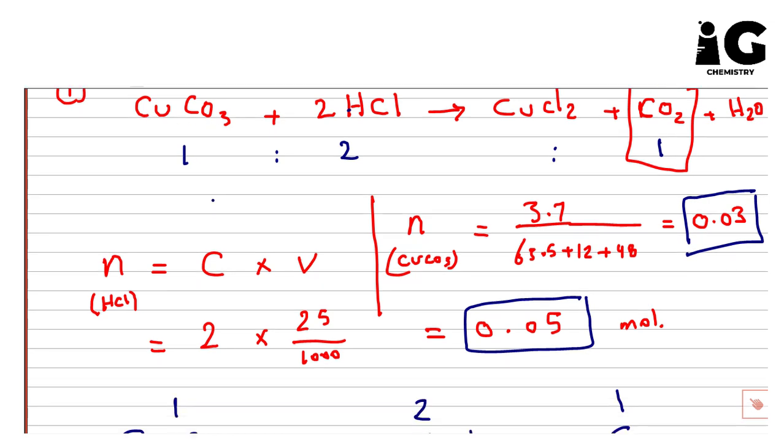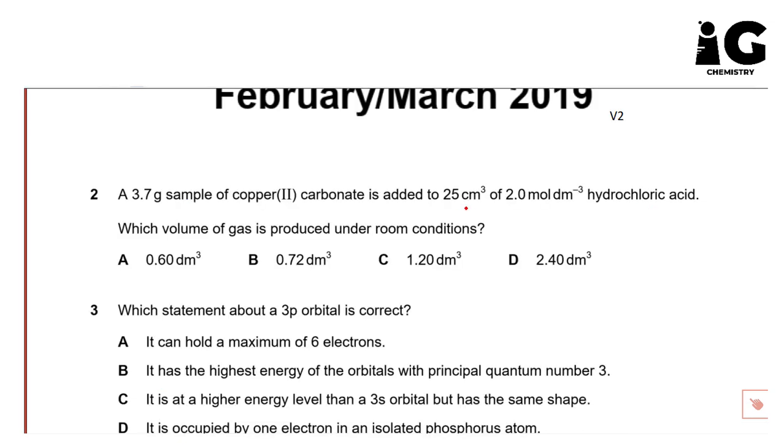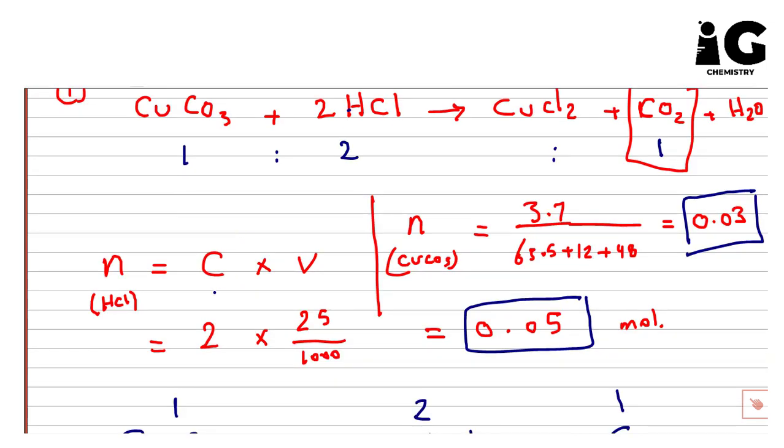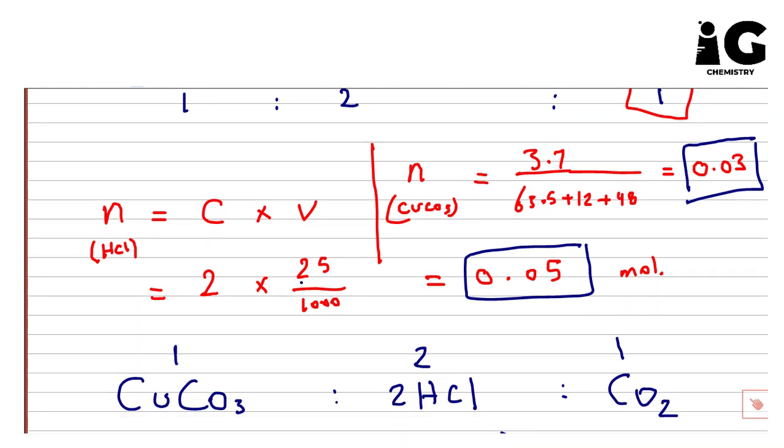First of all, we need to calculate the number of moles of HCl, because in the question we have the volume of HCl and also the concentration. As you know, to calculate number of moles, n equals CV. So number of moles of HCl equals 2 times 25, and since this is centimeter cube, it must be divided by 1000 to be decimeter cube. So number of moles of HCl is finally 0.05 mole. This is for HCl.